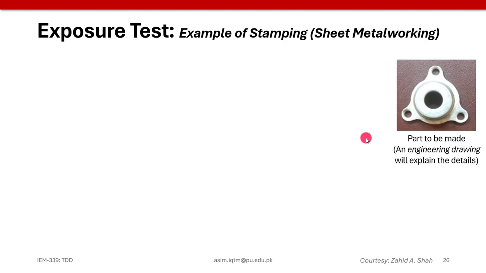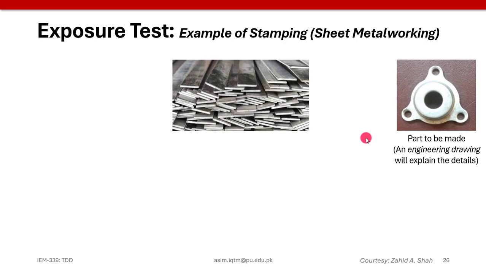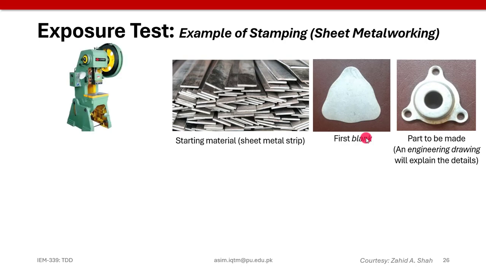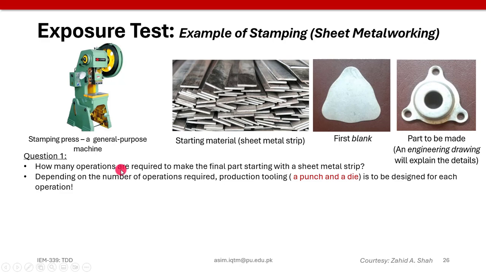The second test is related to sheet metal working, and this one is the final part which we need to produce. It again starts from metal strips, and this one is the first blank, and this is the press, which is a machine tool, with a die installed on it, and through a series of operations we are able to produce this final shape of the part. So how many operations are required to make the final part starting with the sheet metal strip?